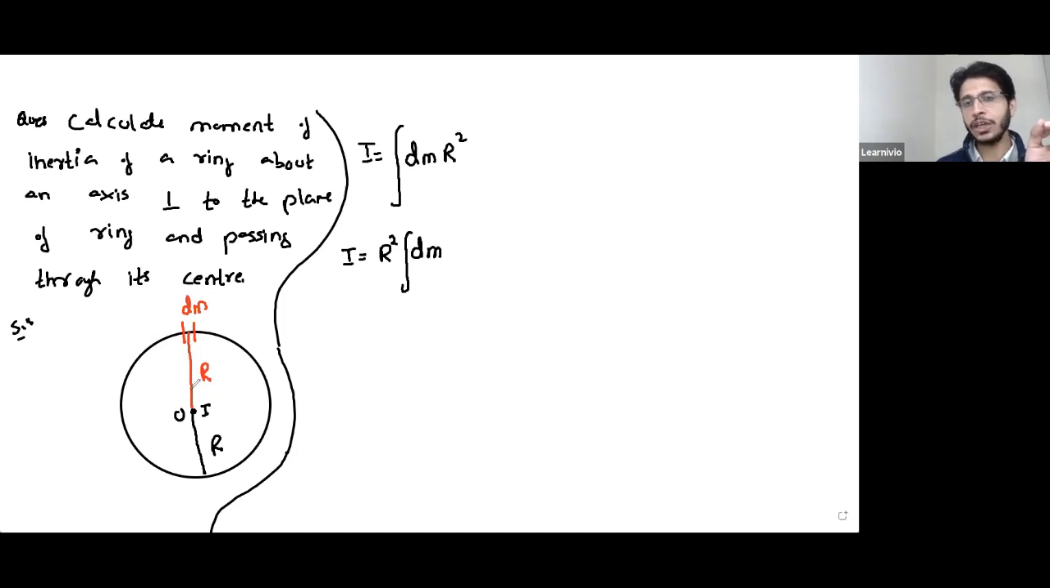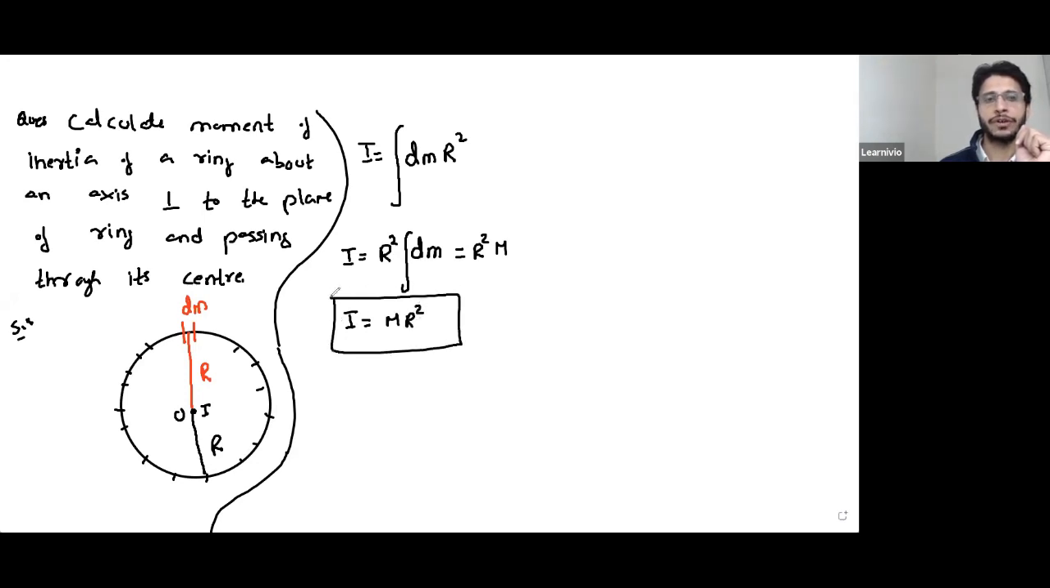Here R is the radius of the ring. It will not change. So I can take this R square outside the integral. I'm just left with dm. Integral of dm means keep on taking small elements throughout the ring and add them. If you combine all small elements over the length of the ring, you get M, and R square into it. So the moment of inertia of the ring is MR square. So the moment of inertia of a ring about an axis perpendicular to the plane of the ring and passing through its center is MR square.